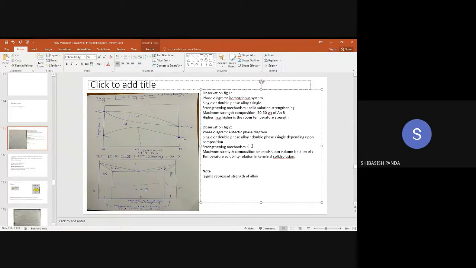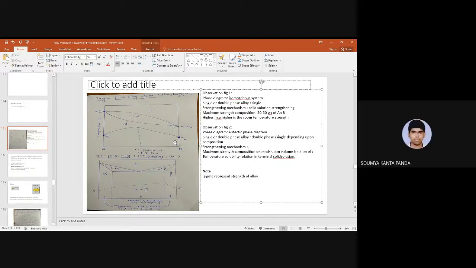Because A and B are different elements and their strengths are different. Here also, composition is changing, and A and B are there. Yes, with changing composition, the percentage of A and B changes, so the strength of the alloy will change. Okay, fine. This is also happening with this system. In this direction, the weight percentage of B is changing and the strength is also changing. In this direction, the weight percentage of A is changing and the strength is changing.